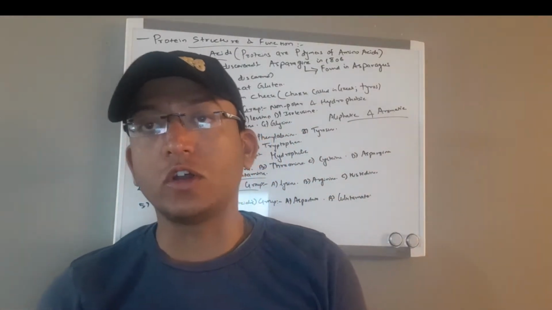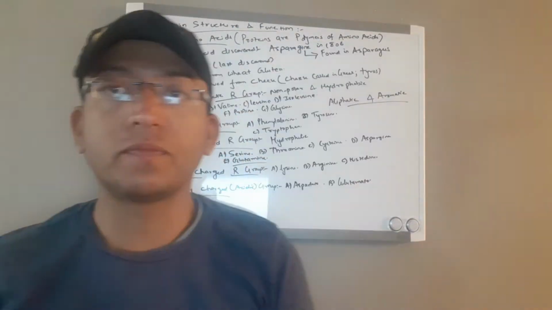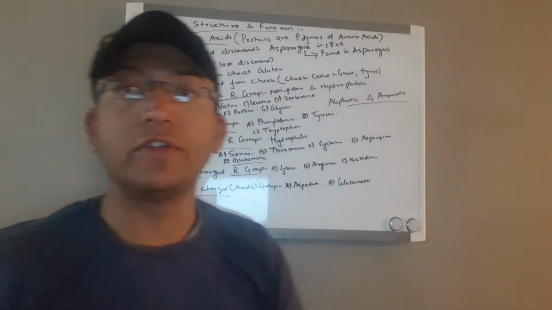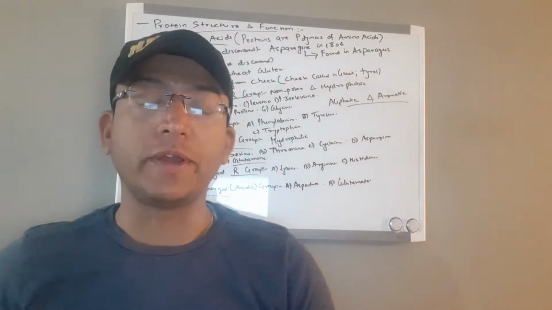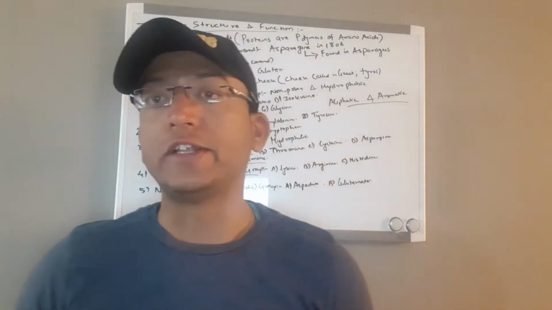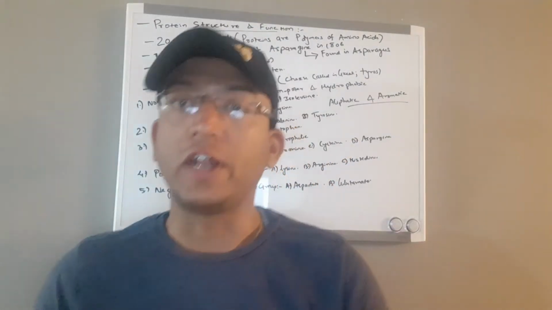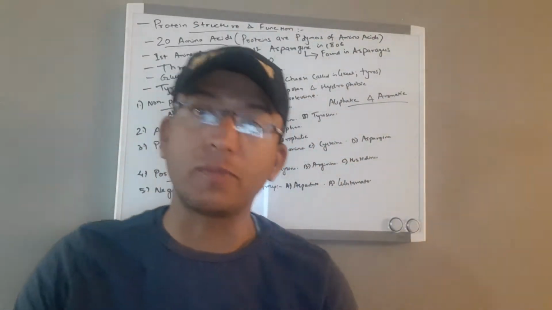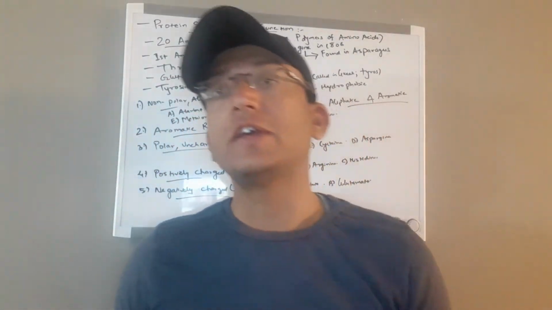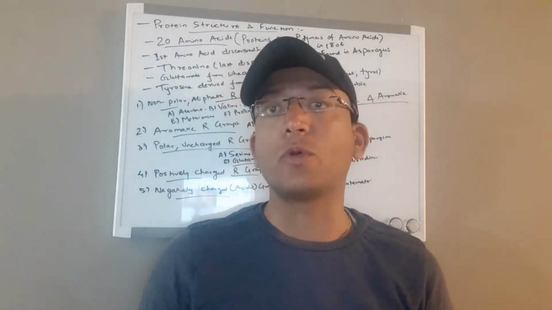So if you saw the previous video, we were talking about protein structure and function. That is what we talked about in the previous video. Let's do a quick review before we go further into the topic. As we know, proteins are built from amino acids. There are different kinds of proteins, such as enzymes, structural proteins, motor proteins, signal proteins, storage proteins, and receptor proteins.